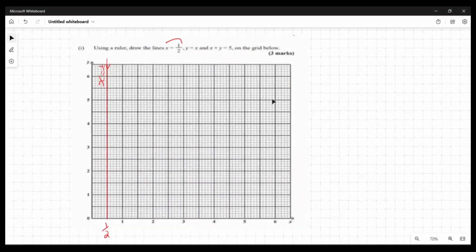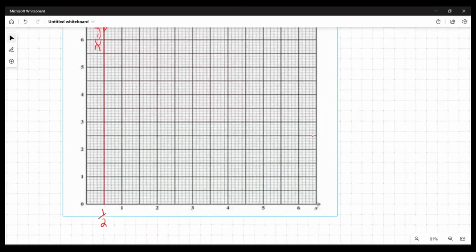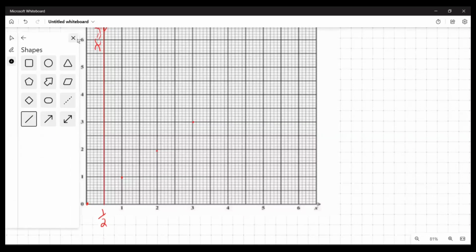Yes, sir. Wonderful. And they said draw the next one, y equal x. Anybody remember the last class we were talking about y equal x? Y equal x is a line where x and y have the same value as a coordinate, like 1, 1, 0, 0, 2, 2, 3, 3. They're all on a special line. The line is called y equal x. So all you're going to do is take your ruler and brighten it.